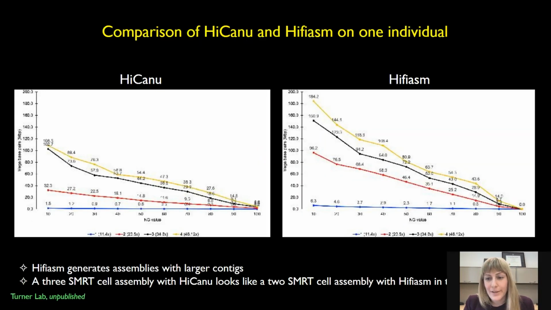Now I'm showing you on the left-hand side the HiCanu plot that I showed you on the previous slide. It's the same plot, just with a fixed y-axis so that they're the same. And what was very surprising to me, when you look on the right-hand side for HiFi ASM, is that the assemblies have much larger contigs. It doesn't really matter which assembler you use, one SMRT cell is not going to be enough. But having 2 SMRT cells with HiFi ASM was very similar to having 3 SMRT cells with HiCanu.